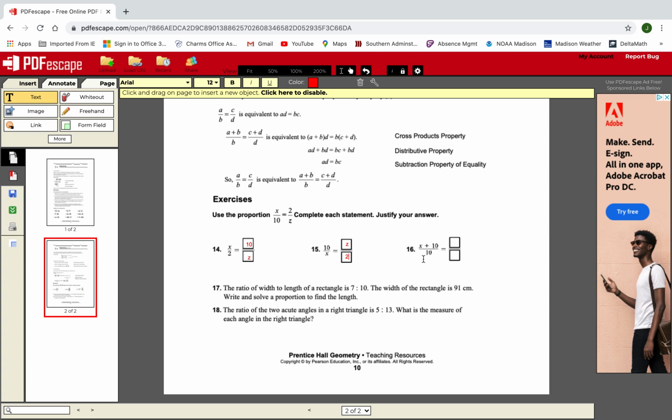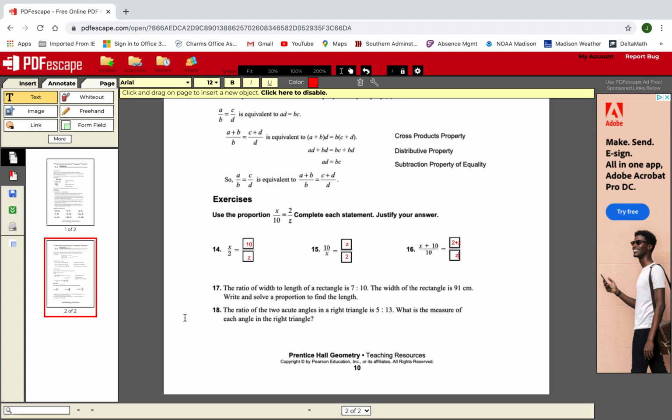And on number 16, this is adding the denominator to the numerator. So adding z to 2. So the numerator then in the boxes is going to be 2 plus z. Then you have z on the bottom here. Okay? So for 16, x plus 10 over 10 equals 2 plus z over z. You're just adding the denominator to the numerator.